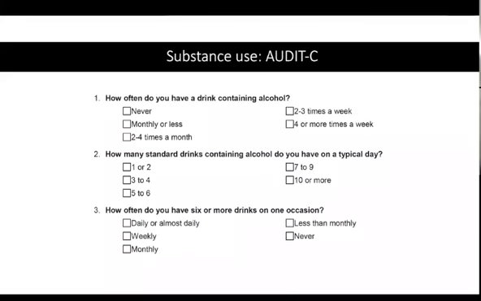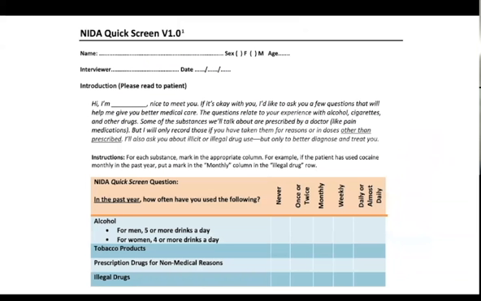This is the AUDIT-C. I don't really need to go over this. This is just a simple screener for alcohol. How often do you have a drink containing alcohol? How many standard drinks of alcohol do you have? And then how often do you have 6 or more drinks? But this screen is better. That's why I don't really care about the AUDIT-C, the NIDA screen.